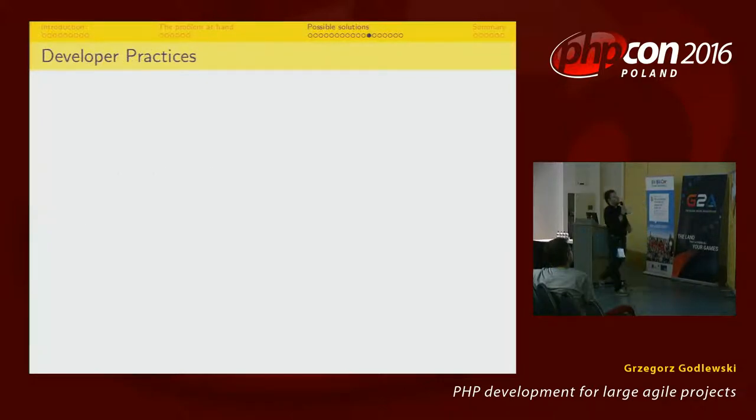Second part, developer practices. Adopt test-driven development. Now, test-driven development doesn't mean unit tests only.